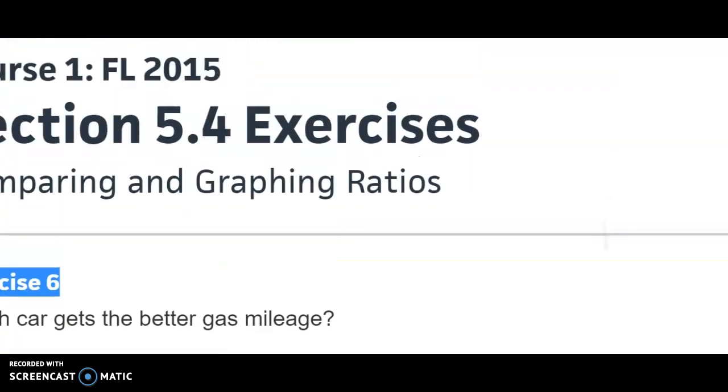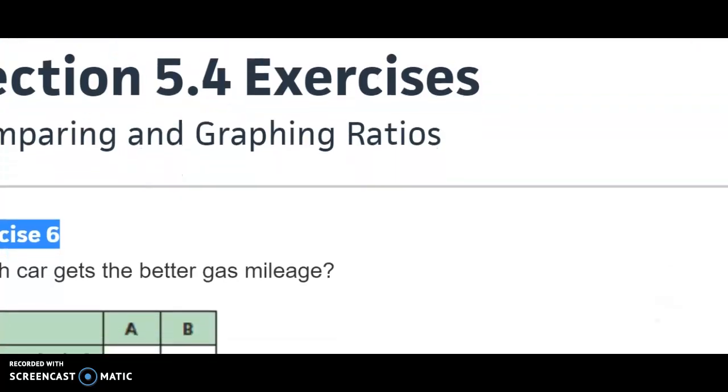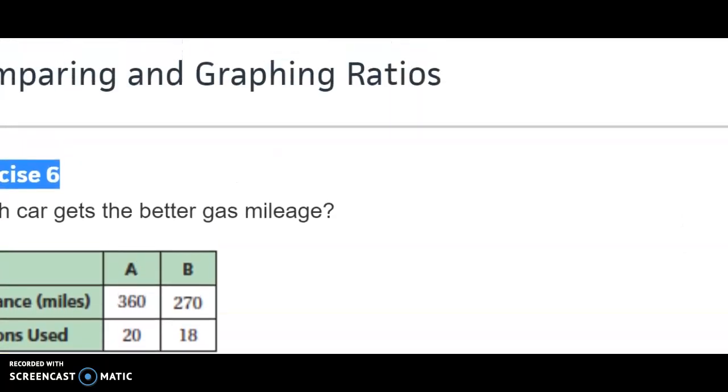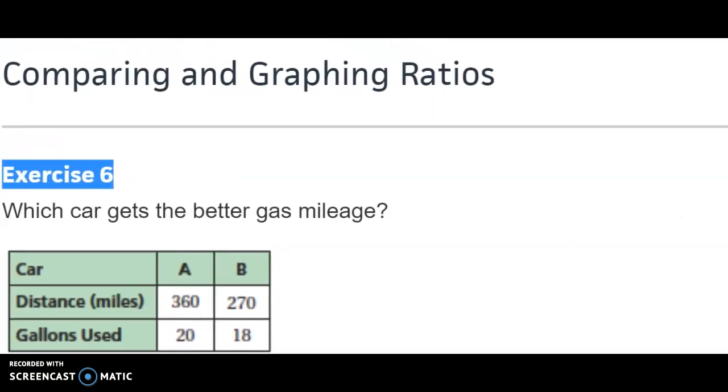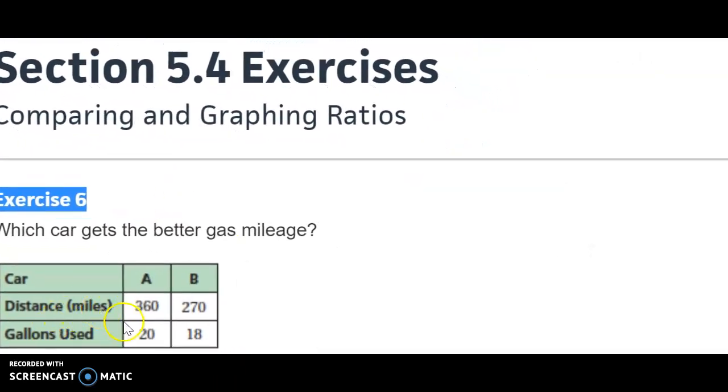Okay, so we're on to comparing ratios, and we're looking at section 5.4, comparing and graphing ratios. When we look at this, what we want to know is that a ratio is comparing two numbers. So we have the distance and we have the gallons, and which car offers better gas mileage is what they're actually asking us.